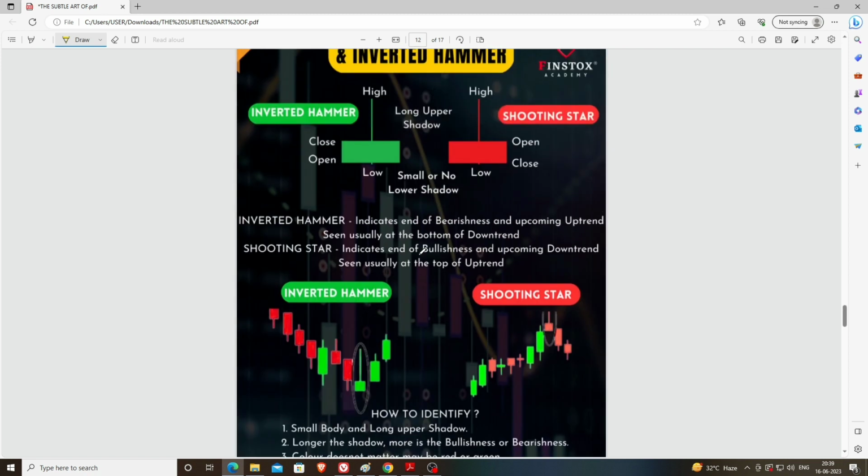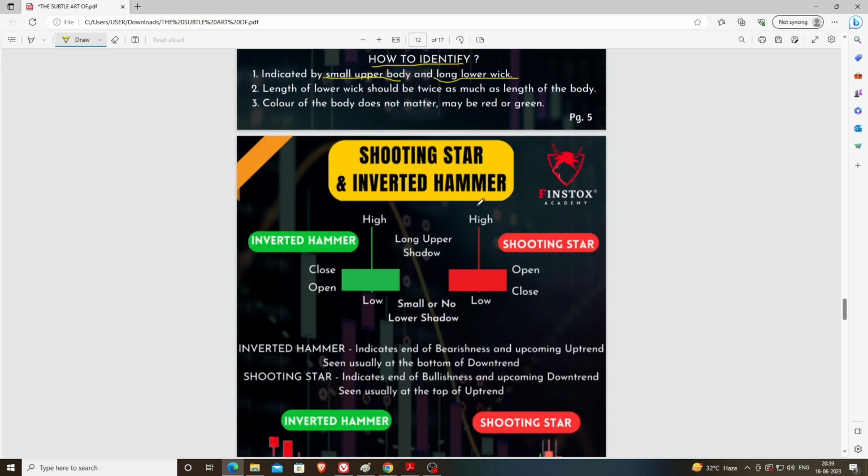Okay, so the next and the last one for today's session will be shooting star and inverted hammer. As you can see, one is bullish and one is bearish, both have long upper wicks and almost low equals to open or low equals to close, and a very negligible lower shadow, if there is one at all. If you look very closely you can see a very small lower shadow, but it is almost negligible.